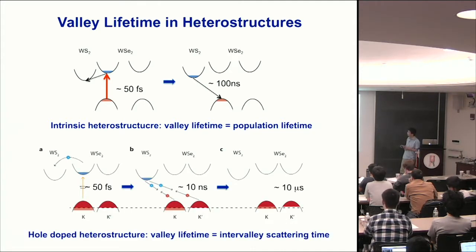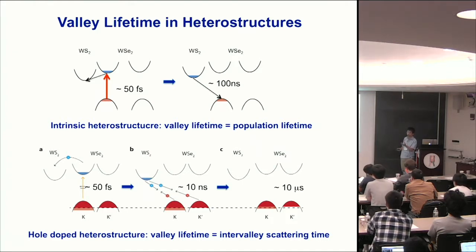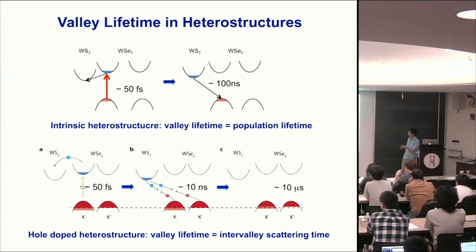And that is, instead of starting from a charge-neutral situation, we start with a situation that is initially hole-doped, as I illustrated here. So initially it's hole-doped, with the red part here. And then if we use circularly polarized light, we'll inject electrons in the K valley and holes in the K prime valley. Within 100 femtoseconds or 50 femtoseconds, the electron will go to the WS2. And then at a later time, the electron in WS2 will recombine with holes in WSe2.